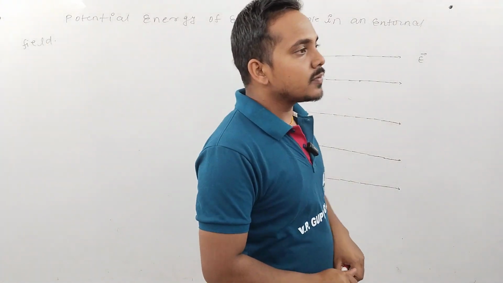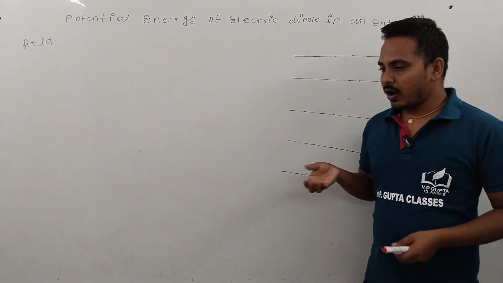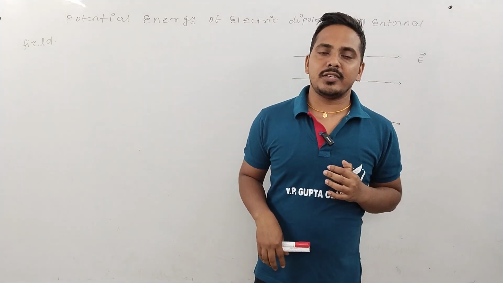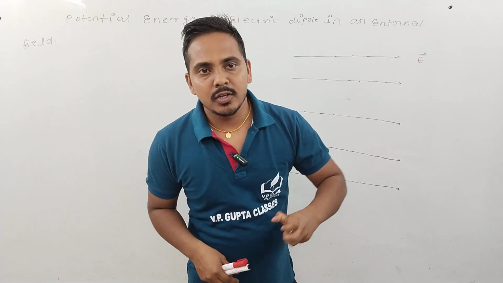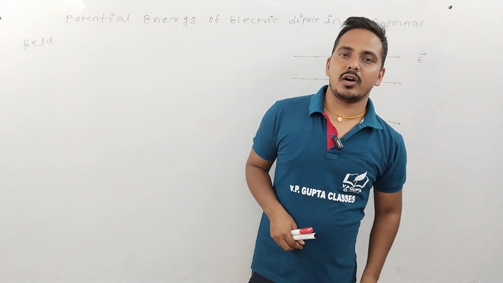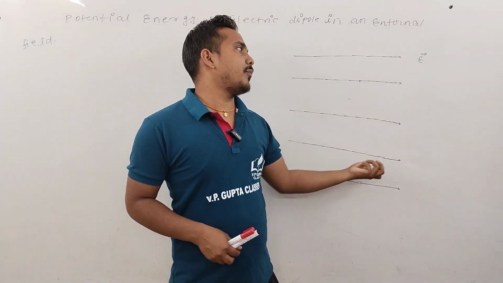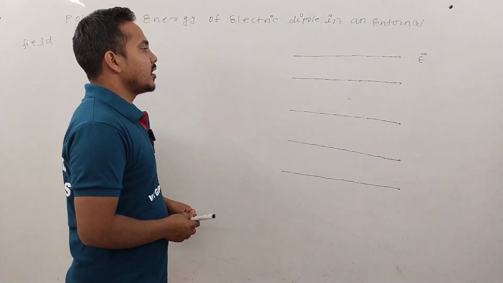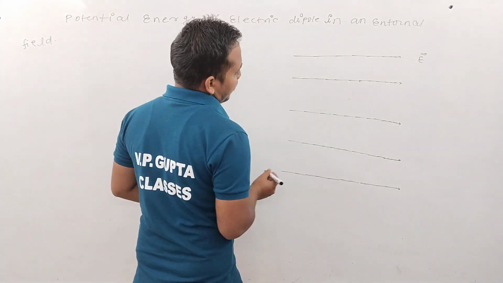External field means externally we apply how much force or torque to neutralize the rotating effect of an electric dipole in a uniform electric field. Now we had already discussed the torque acting on an electric dipole in a uniform electric field.